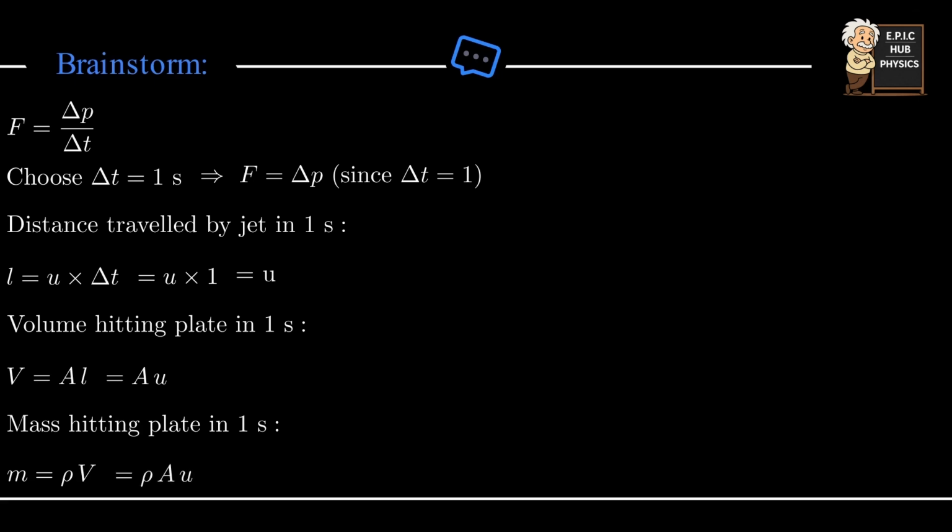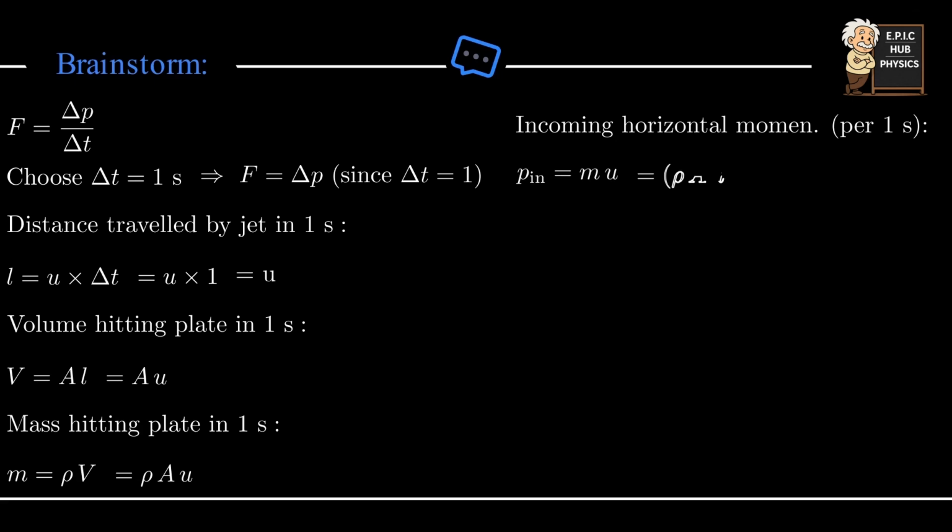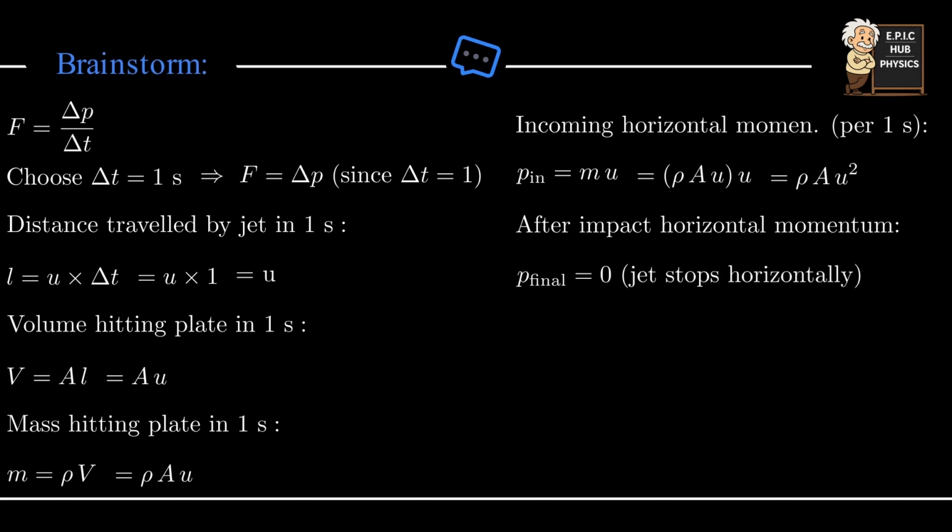Now, let's calculate the incoming horizontal momentum of the oil jet. The momentum is the mass times the velocity, so we have P in equals m times u, which becomes P in equals ρ times A times u squared. After the oil jet strikes the plate, it loses all horizontal momentum, so the final momentum is 0, P final equals 0. Now we calculate the change in momentum, which is the final momentum minus the initial momentum. Delta P equals P final minus P in, which becomes delta P equals 0 minus ρ times A times u squared, which simplifies to delta P equals negative ρ times A times u squared.